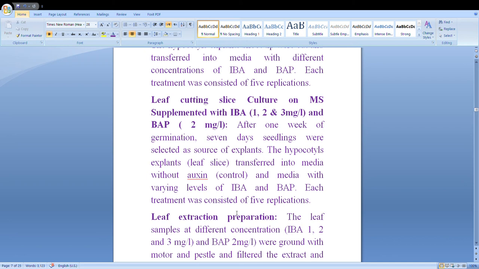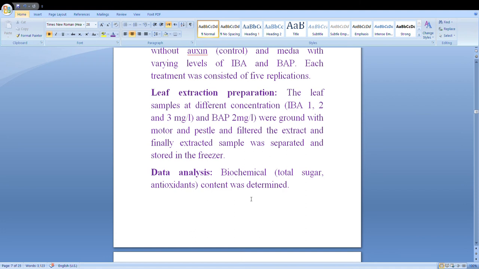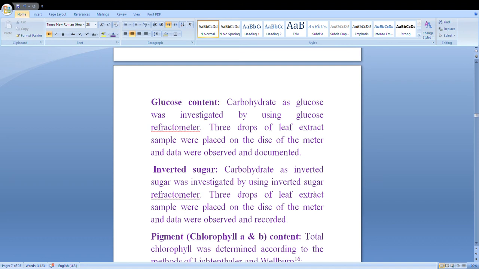Okay, leaf extract preparation. The leaf samples at different concentrations of IBA and BAP were ground with mortar and pestle and the extract was filtered, and finally the extracted sample was separated and stored in the freezer. Data analysis: biochemical content like total sugar and antioxidant content was determined. Glucose content, carbohydrate as glucose, was investigated by using a glucose refractometer. 3 drops of leaf extract samples were placed on the disk of the meter and data were observed and documented.